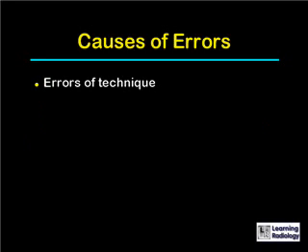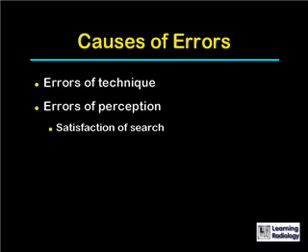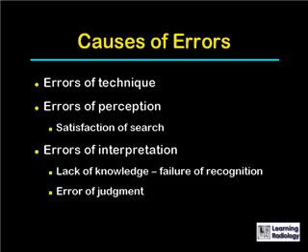There are many causes of errors that can occur. One group deals with errors of technique. The body part may not be on the image or it may be improperly exposed. Another set of errors deal with errors of perception. There have been studies that have shown that in some cases observers did not fully examine the entire image. There's another kind of error of perception which is called satisfaction of search, which we'll talk about later. There may also, of course, be errors of interpretation, and that may be due to a lack of adequate knowledge, which may lead to a failure of recognition of the finding.